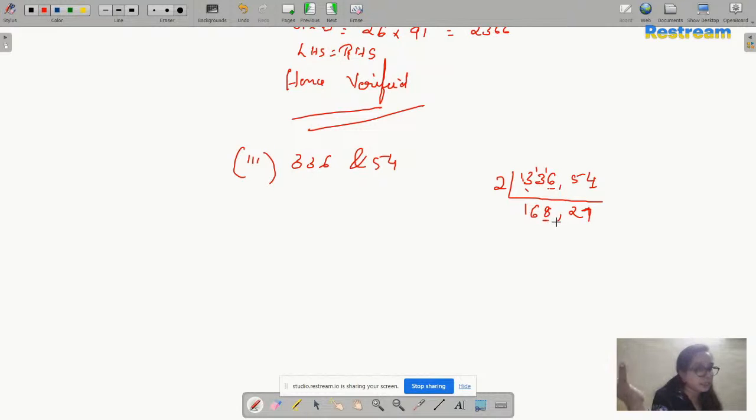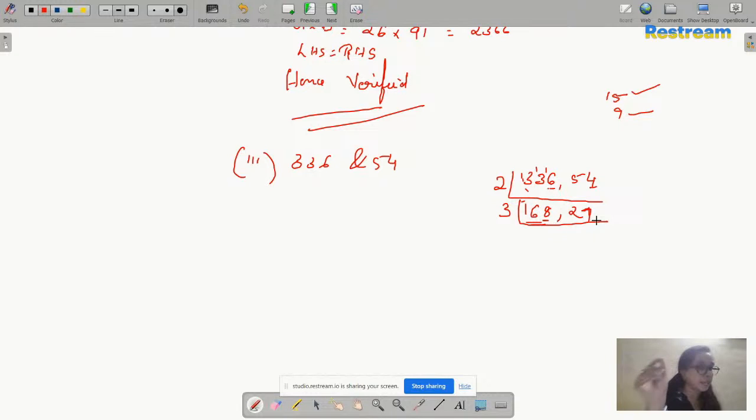So do one thing, check the divisibility test of 3. 8 plus 6 is 14, 14 plus 1 is 15, right? So this sum is 15. Am I right, children? Now 7 plus 2 is 9, right? Both are divisible by 3, no doubt, because 15 is in the table of 3 and 9 is in the table of 3. This way you can check the divisibility test. Don't write, if you are getting 168 and 27, that there is no other common factor.